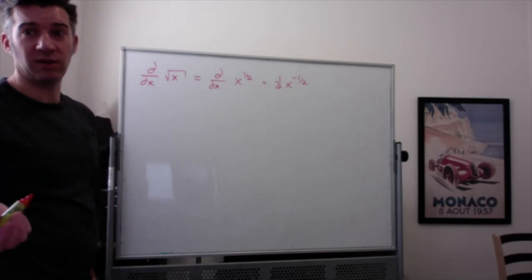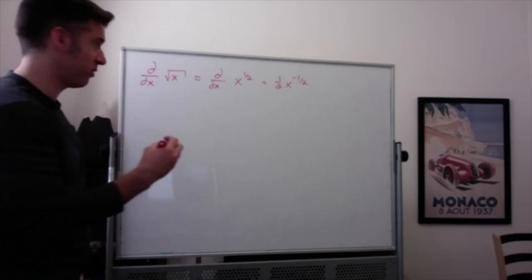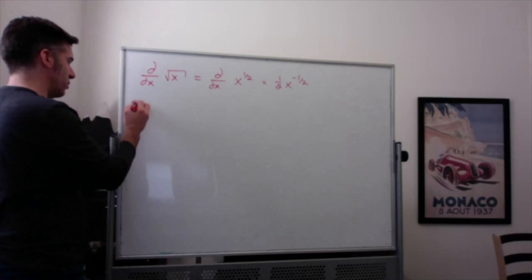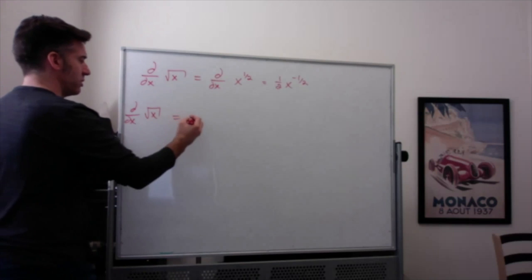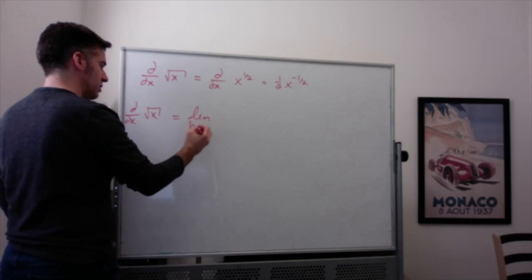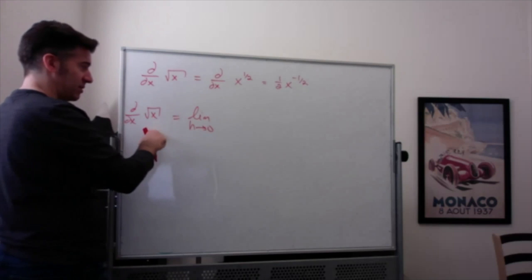Okay, but now we're going to do it using the limit definition. And here you'll see what I mean by we can't do it the way we were doing it before. So I'm going to do the derivative of the square root of x is equal to the limit as h goes to 0 of f of x plus h.